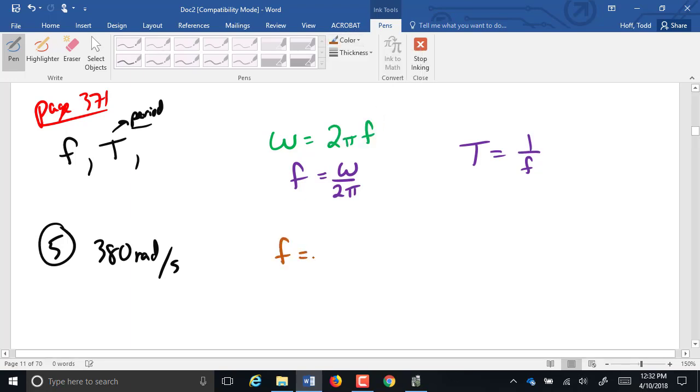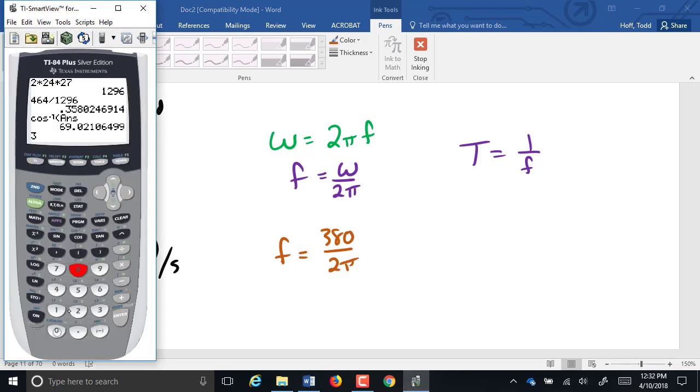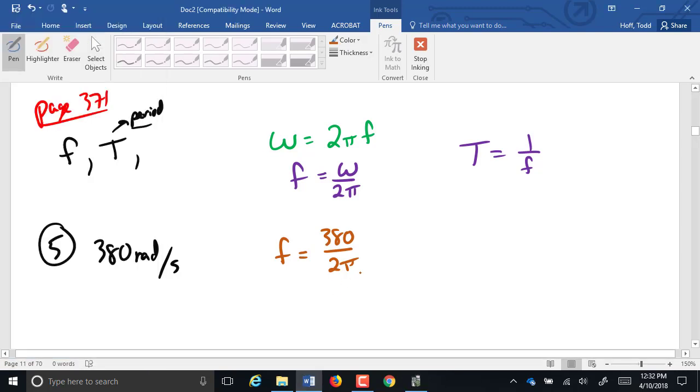Find the frequency. Just take 380 divided by 2 pi. So 380 divided by, now we have to put 2 pi in parentheses here, 2 times pi. It equals, we get 60.48 hertz. Might even round it to just 60 hertz.